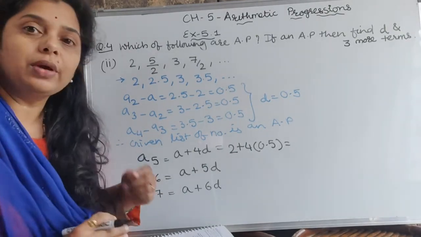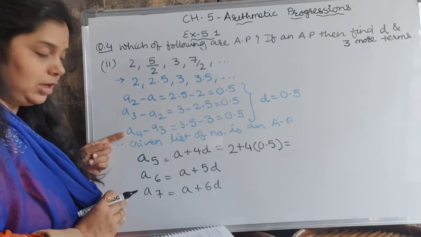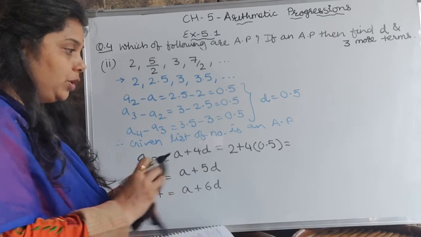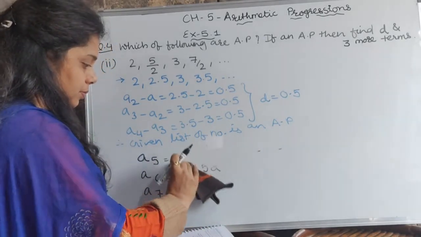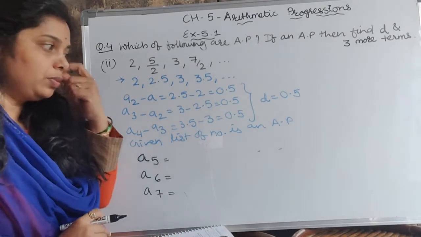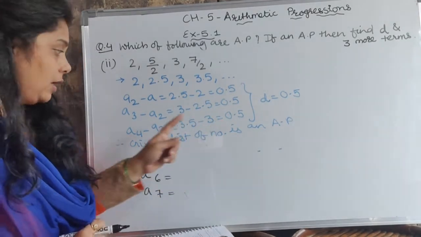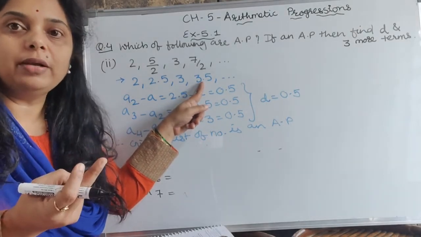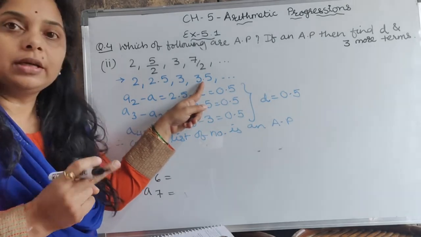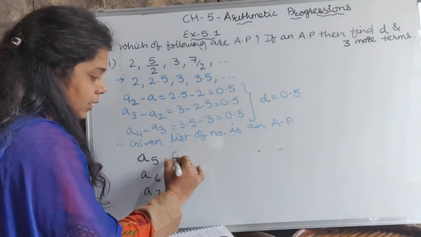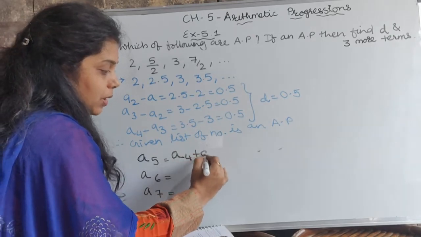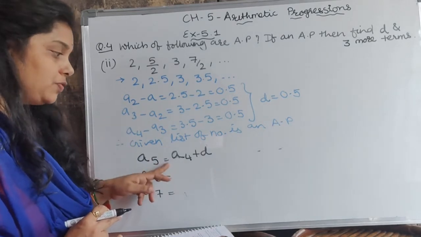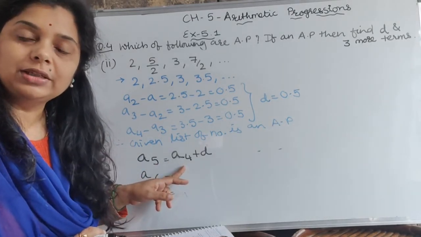Otherwise you can continue adding 0.5 to the earlier one also. Okay, there are two techniques, either this one or this one. I am showing you the other one. Now as we know 0.5 is the common difference and we got A4 is 3.5. So again what we have to do? Add 0.5 in A4. So A5 is equal to A4 plus D. This is also we can do. Either this way, A plus 4D, or A4 plus D. Both the techniques are right.